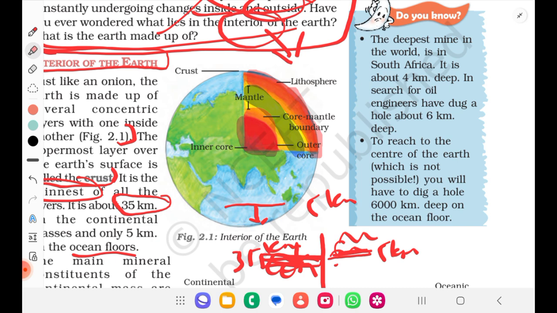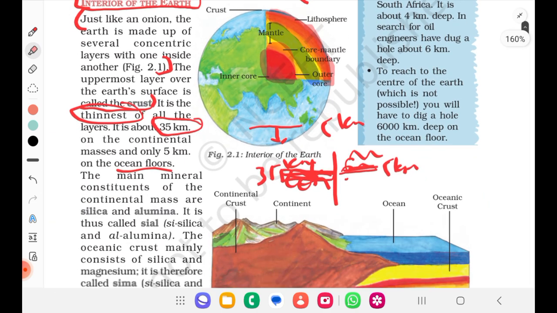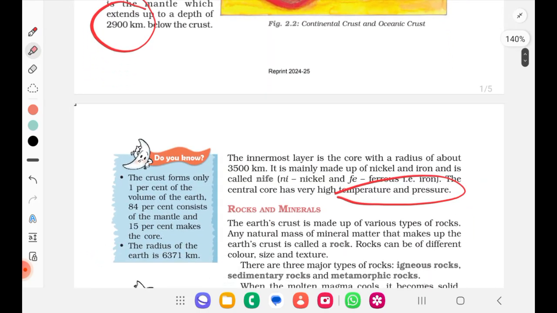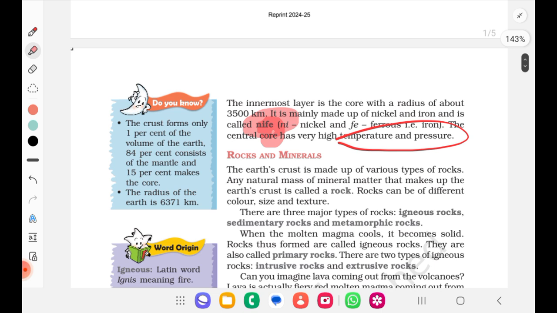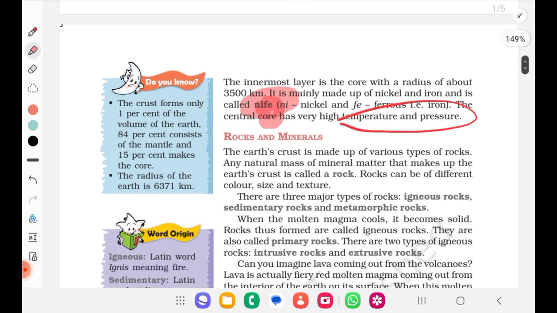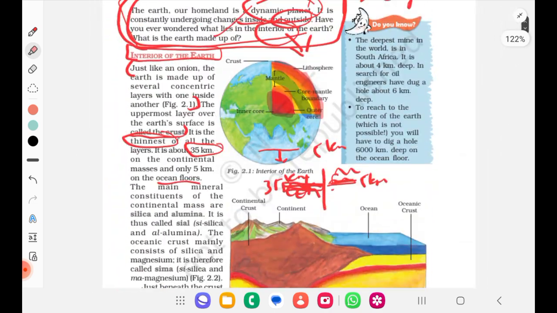And one more point they mentioned: it is made up of Nife, that is nickel and iron. Fe is iron, ferrous, okay. So this is the composition. Now we got to know the depth and also the composition of the different layers inside the earth, okay. Now let us see if there is something interesting.